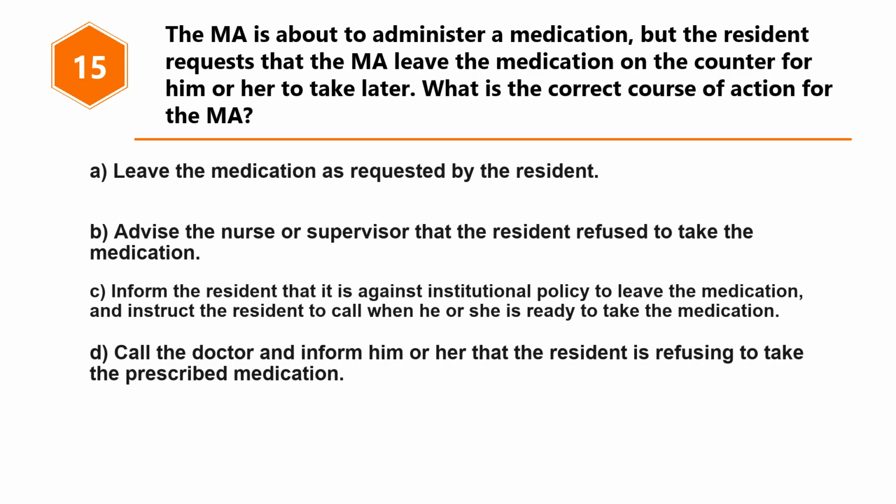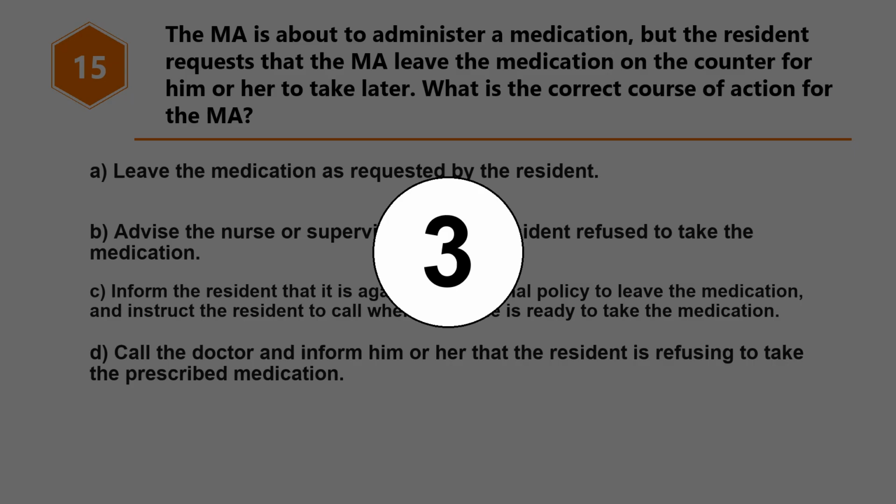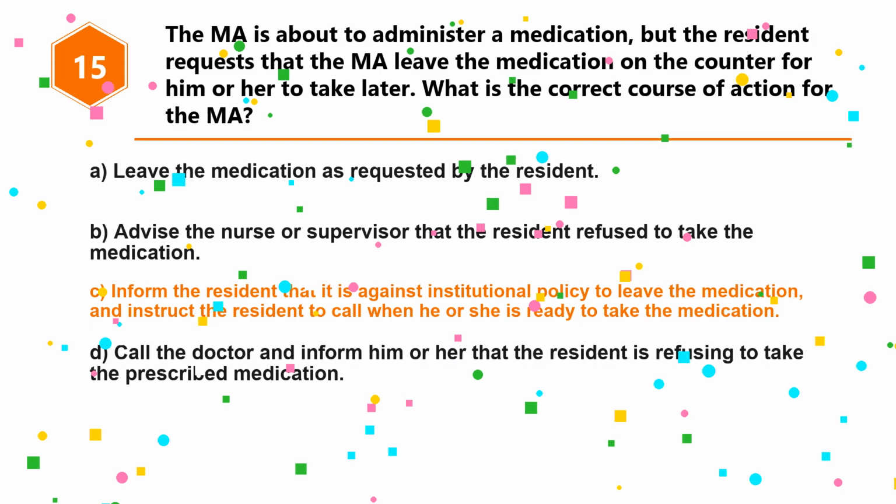Option C. Inform the resident that it is against institutional policy to leave the medication, and instruct the resident to call when he or she is ready to take the medication. Option D. Call the doctor and inform him or her that the resident is refusing to take the prescribed medication. The correct answer is option C. Inform the resident that it is against institutional policy to leave the medication, and instruct the resident to call when he or she is ready to take the medication.